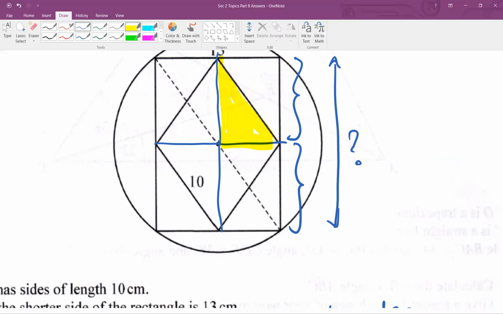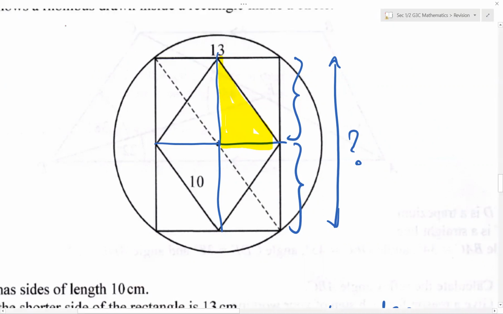Okay, what's the information that we have? We know that the hypotenuse is 10. We know that this distance is 6.5. Why? 13 divided by 2 is 6.5. So then we can get the vertical distance. We are able to get this using our Pythagoras theorem. With that, we multiply by 2, we can get the length of the vertical height of the rectangle.